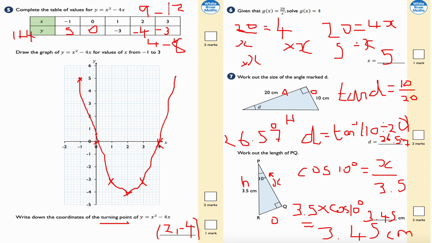So the last question was looking at a bit of trigonometry, so labeling your sides and using SOHCAHTOA. So sine is opposite over the hypotenuse, cosine is the adjacent over the hypotenuse, and the tan is equal to opposite over the adjacent.